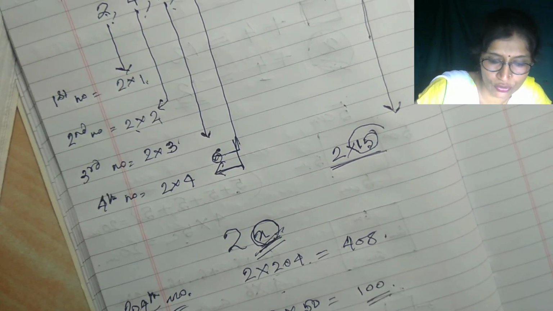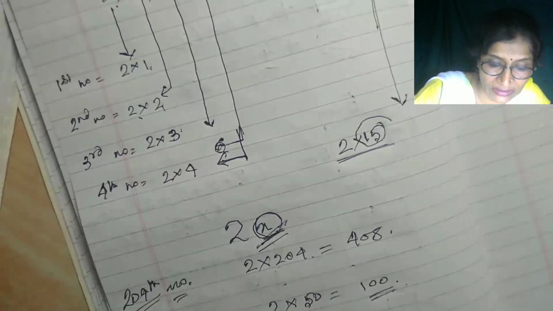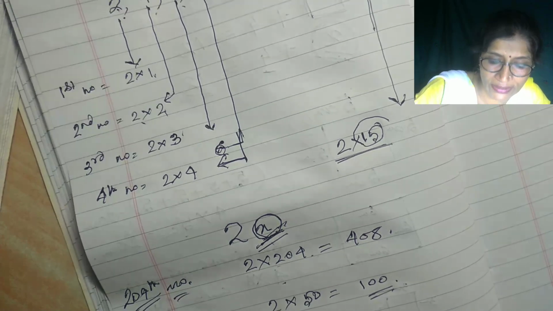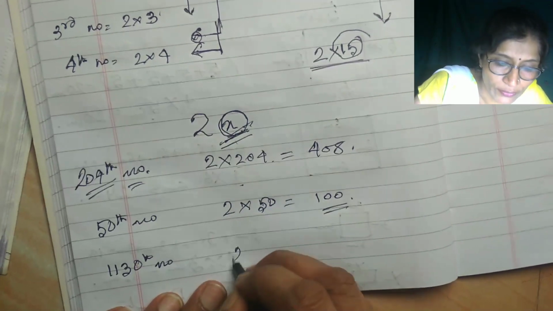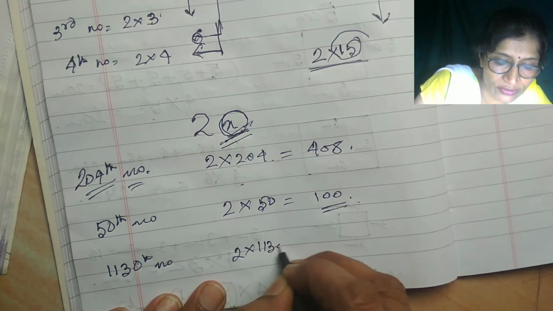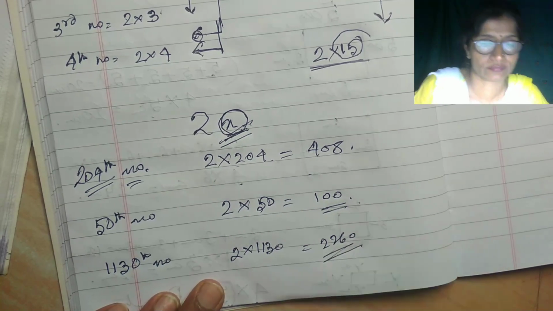Suppose I ask you what is the value of the 130th number. Then according to this pattern, the value will be 2 into 130, that is equal to 260.